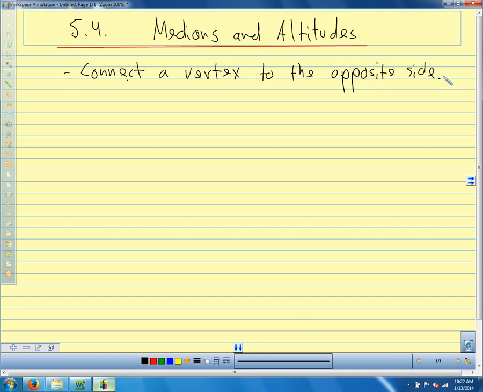On Friday we weren't worried about where the segments went. We just had to do the angle bisector or the perpendicular bisector. It didn't matter where it went through the opposite side of the triangle. All we were interested in is, did we have an angle bisector? Did we have a perpendicular bisector? Well, today our segments connect a vertex to the opposite side. So the first one is a median.